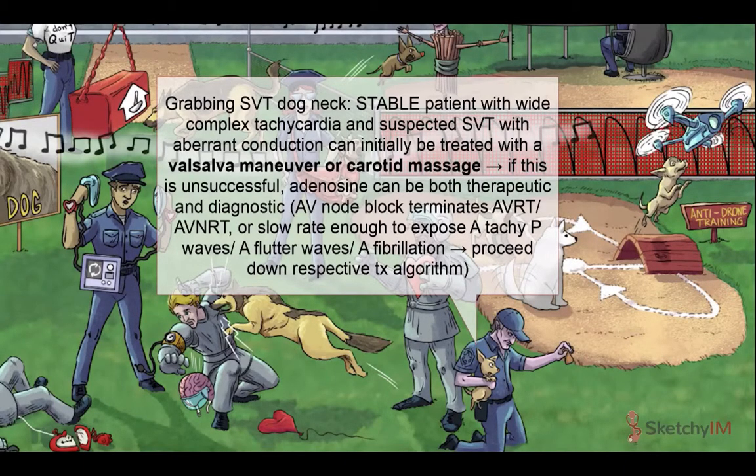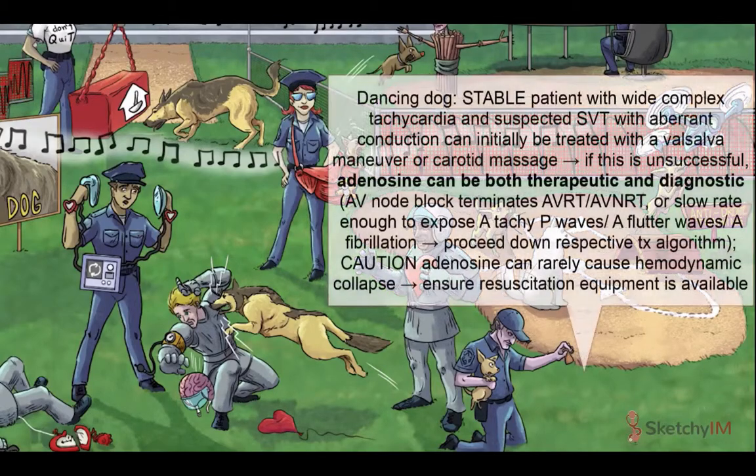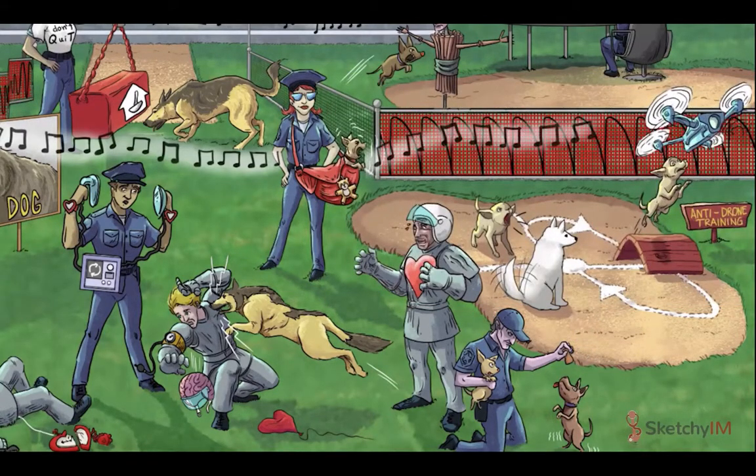AVRT is dependent on transmission through the AV node. A transient AV block caused by these maneuvers, therefore, should terminate the arrhythmia. Next, try adenosine, which works the same way. Gotta block that AV node. If it terminates, a re-entrant tachycardia, such as AVRT, is the most likely diagnosis. Adenosine can also slow the rate enough to expose the flutter waves or fibrillation characteristic of A-flutter and A-fib, respectively.